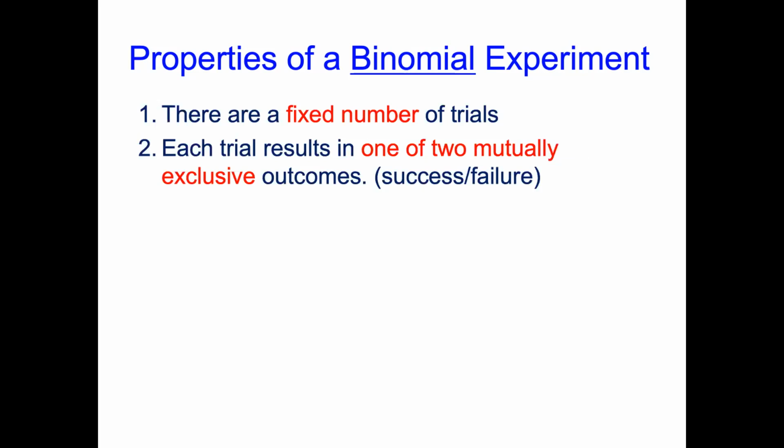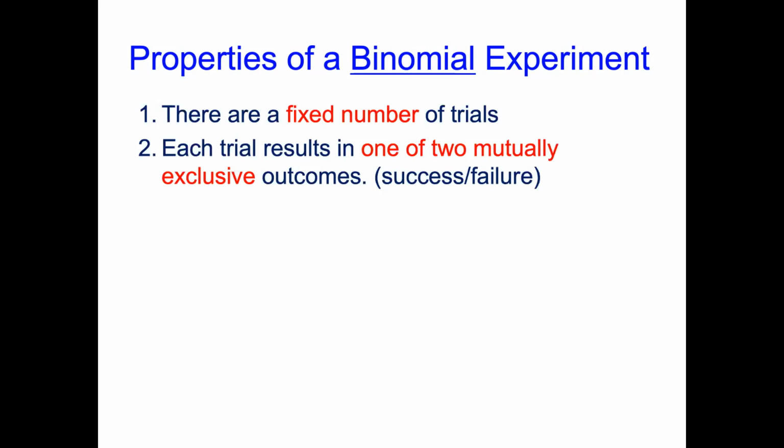Criteria number 2 is each trial results in one of 2 mutually exclusive outcomes. One will be labeled success, one will be labeled fail. So there's only 2 outcomes. For example, rolling a die actually has 6 outcomes: 1, 2, 3, 4, 5, 6. So that would not satisfy this criteria.